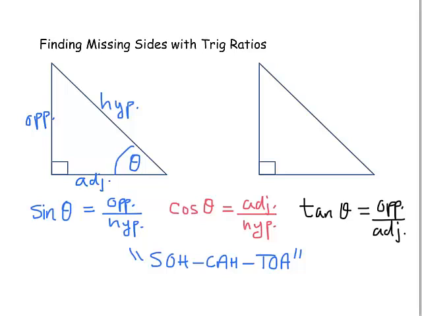Now, be careful with adjacent and hypotenuse. I would always recommend labeling the hypotenuse first. Even though the hypotenuse is next to that angle theta, what you call adjacent when you're doing trig ratios is always a leg.